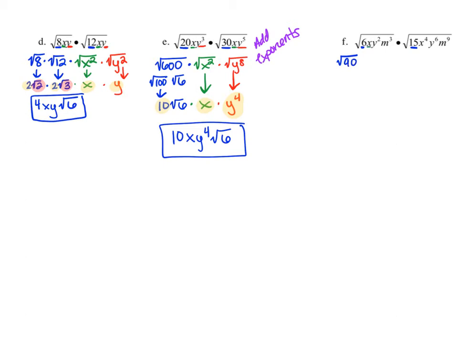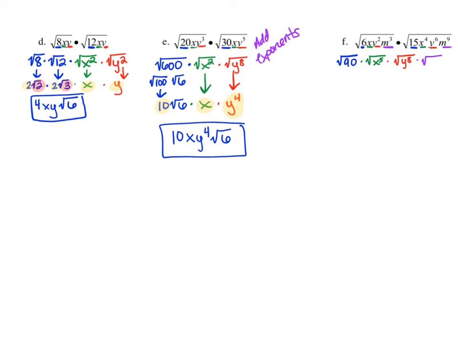And then multiply your x's. So x to the 1 and x to the 4th would be x to the 5th. Then we do the y. So we have y squared and y to the 6th. That would be y to the 8th. And lastly, we have m to the 3rd and m to the 9th. So 9 plus 3 is 12.